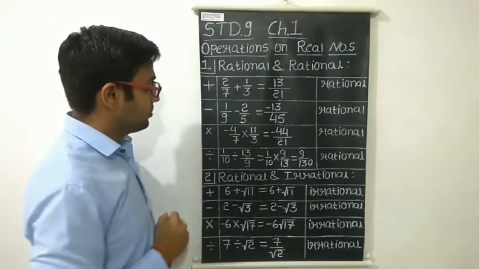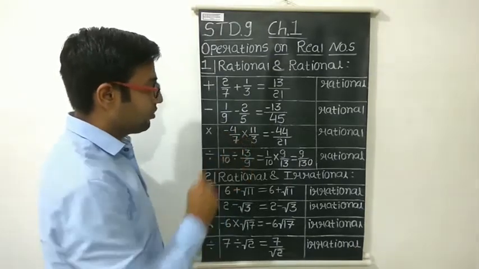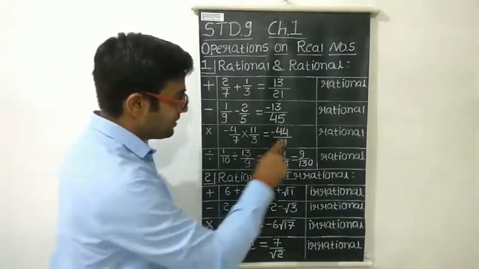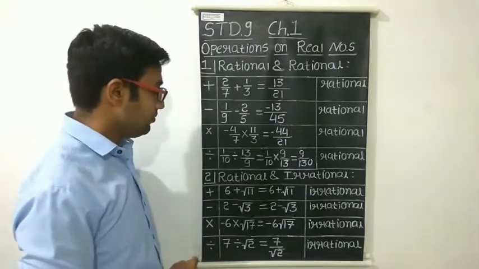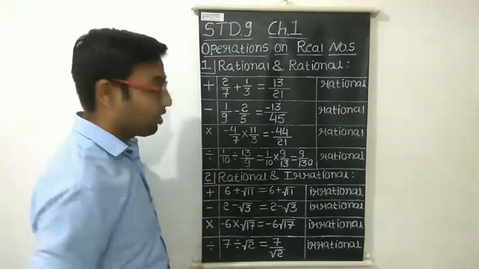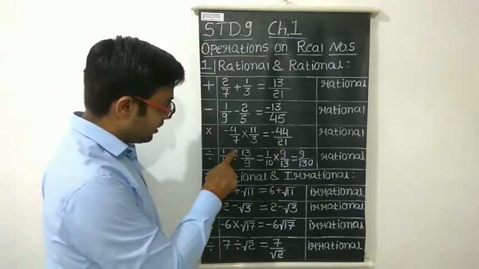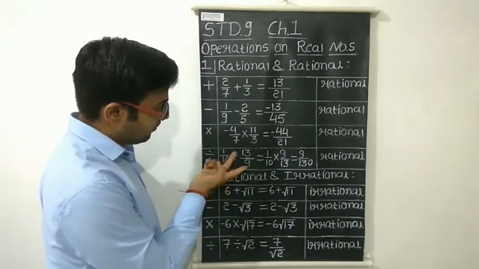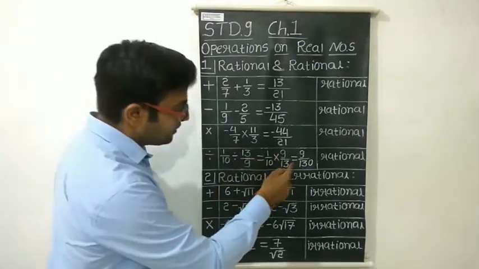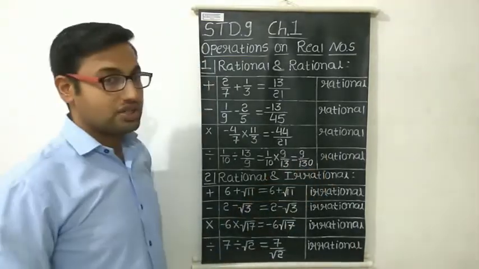Now we will apply the multiplication. First number is minus 4 upon 7, second one is 11 upon 3, then the result we will get is minus 44 upon 21. And this is again a rational number. Division, fourth operation. First number is 1 upon 10, divided by 13 upon 9. So we will get 1 upon 10 multiplied by 9 upon 13. When we remove the division sign and apply the multiply sign, then we have to take the reciprocal of this number. So the reciprocal of 13 upon 9 is 9 upon 13. And the result we will get is 9 upon 130. Again this number is a rational number.